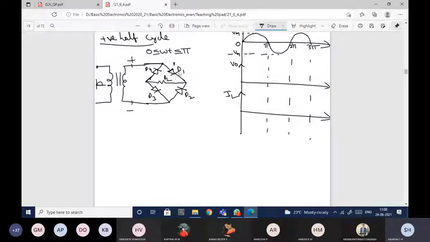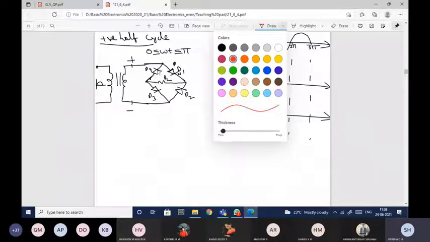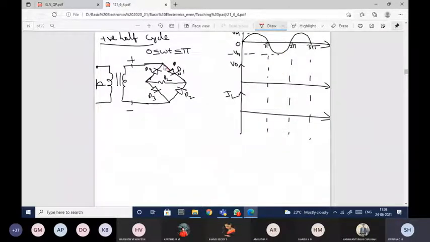Just check here. This is your P and this is your N. First I'm checking diode D1. P is connected to positive and N is connected to negative, so this diode D1 will be forward biased. Since the diode is forward biased, I can replace this diode with a short.